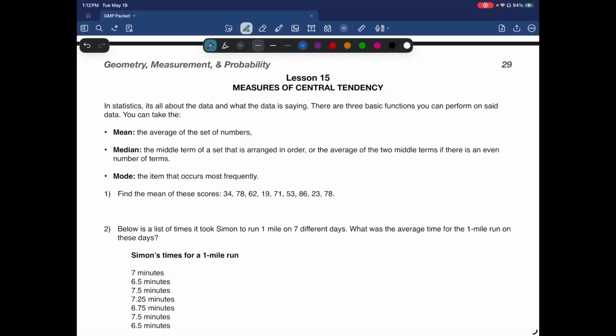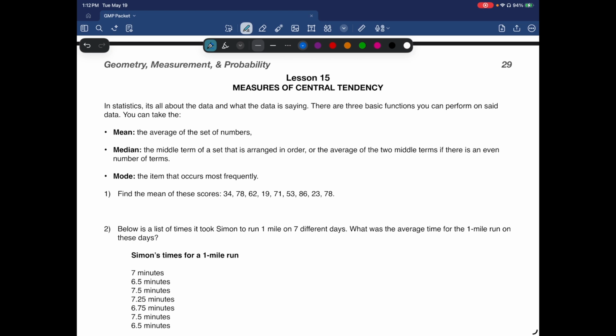All right, guys, in lesson 15, we're going to talk about measures of central tendency, which is mean, median, and mode. Now, it's all about the data and statistics and what the data is saying. There are three basic functions that you can perform on said data, and these are the mean, median, and mode.